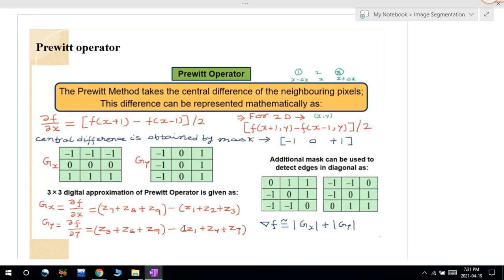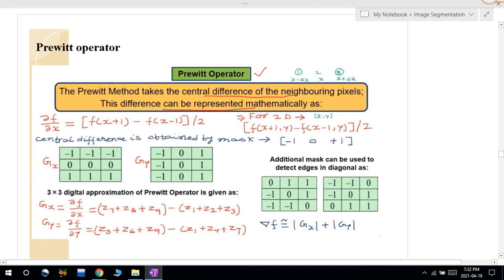Thank you. Right. Next, the Prewitt operator. This is the second operator, that is the Prewitt operator. There is a slight difference between the Sobel operator and the Prewitt operator. In the case of the Prewitt operator, we consider the central differences of the neighboring pixels. The main difference is that in the Sobel operator we give more weightage to the central pixel, but here we give equal weightage. In the Sobel operator we have -2 and 2, but in the Prewitt operator we have only -1 and 1. We don't have this 2.